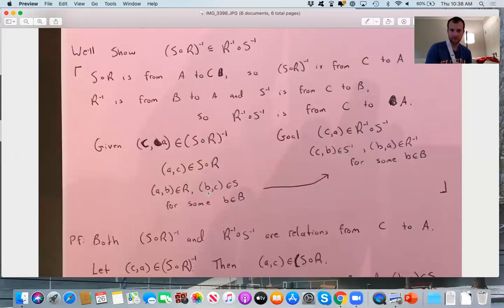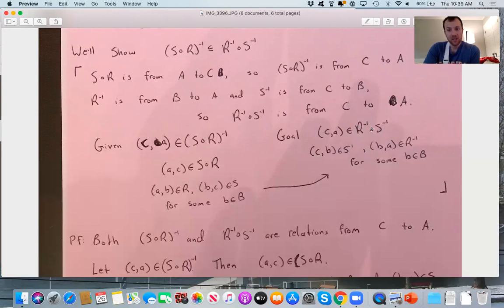Okay. So that really breaks it down to where now we know about these ordered pairs being in these relations. And at that point, you're maybe not sure exactly what to do. A strategy we can use is to reverse engineer: how would we end up over here with our goal? We want to show that this ordered pair (C,A) is in this relation R inverse composed with S inverse.